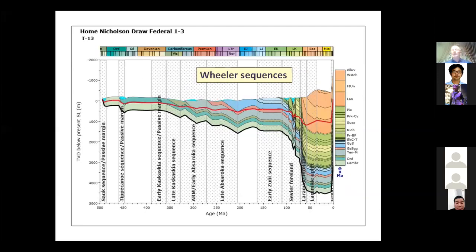Now, another thing we can bring into these is, instead of putting only tectonic events, we could put something like sequences. Here we have the old Wheeler sequences from the late 1950s, where Harry Wheeler developed the foundation for sequence stratigraphy by dividing North America up into about 7 sequences. And I've superimposed those and some tectonic information with it. So this is a hybrid representation that has some sequence thinking, and it also has some tectonic thinking.